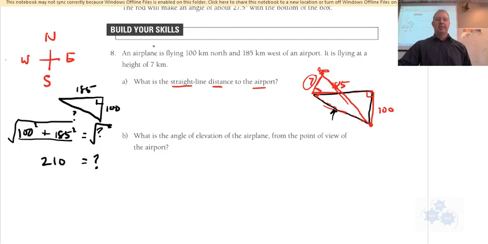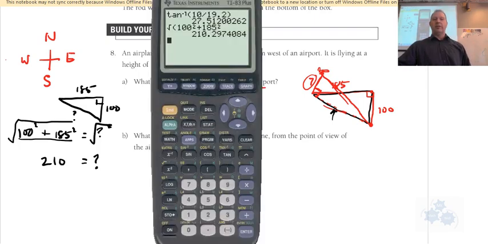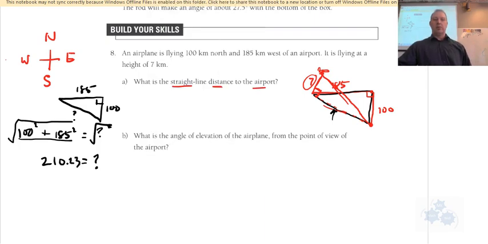Okay, so 210.23, let's say. Okay, 2 decimal places, right? If we're ever in doubt. 210.23, it's okay. All right. So now I have two sides of a right triangle, and I can find the third one.